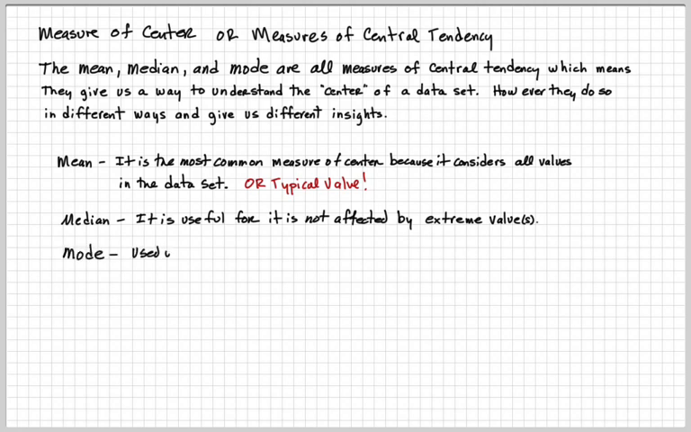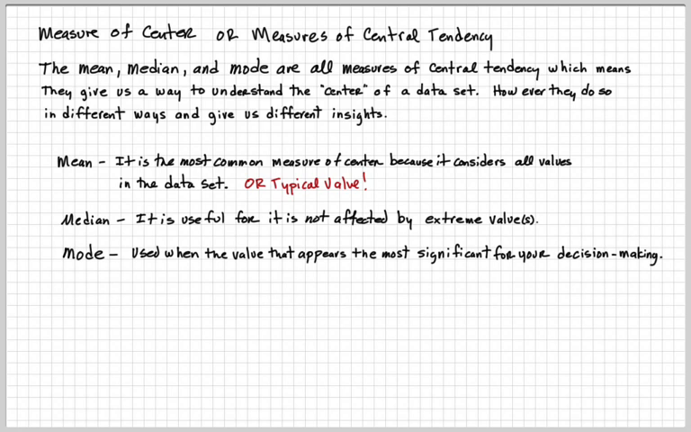And then the mode. The mode is used when the value that appears the most is significant for your decision making. A lot of the times the mode is not really in the center but at the edges. And sometimes we need to know what's the most frequent value that appears in our data set. And the mode, of course, could be in the center too.